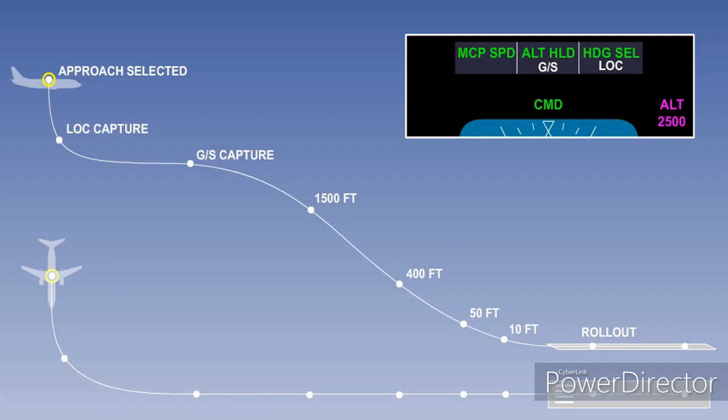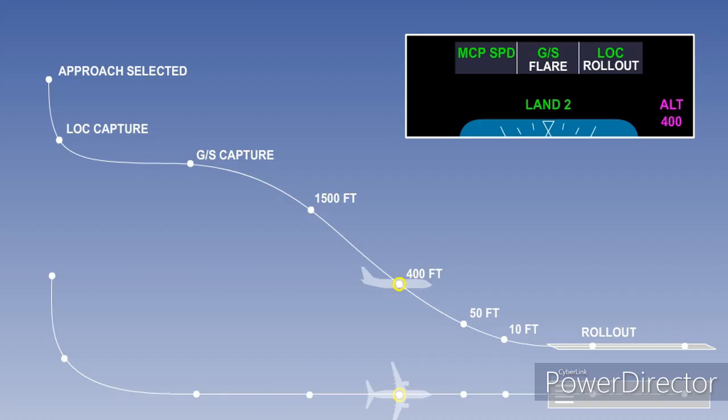During this lesson, you have learnt the selections a crew makes during an auto-land approach, from approach to localizer and glide slope capture. Then, the radio altitude heights of 1,500 feet, 400 feet, 50 feet, 10 feet, and finally, landing and rollout. You also learnt the sequence of events when the crew operates the Takeoff Go-Around switches.